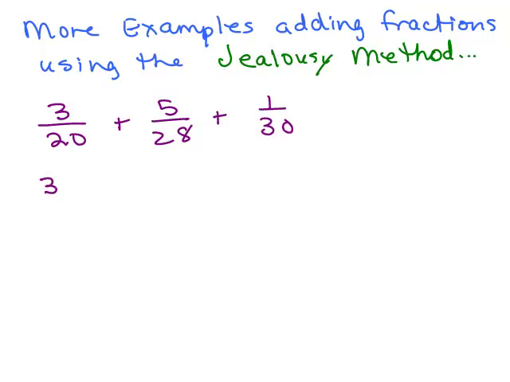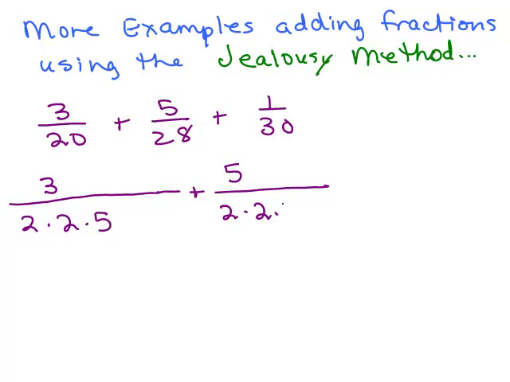So we always factor the denominators and leave a little extra space for more factors. The numerators you do not factor. So we have 2 times 2 times 5, that's the factors for 20, plus, now for 28, that's 2 times 2 times 7. Remember, you do the prime factorization by using a factor tree or any other method. And for 30, let's see, that's 5 times 6, so that's 2 times 3 times 5. Looks like I might run out of room over there.